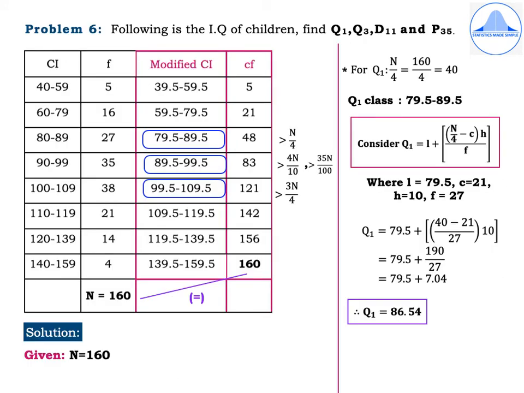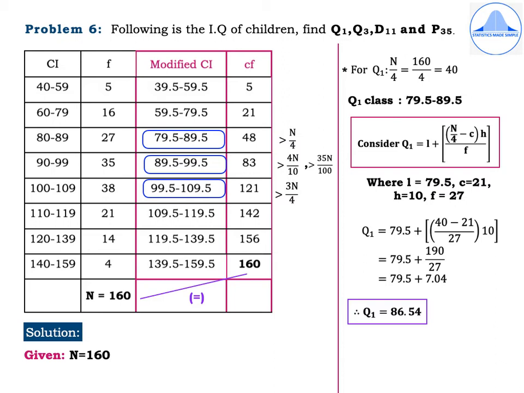Problem 6. Following is the IQ of children. Find Q1, Q3, D11 and P35. First column, class intervals 40 to 59, 60 to 79, 80 to 89, 90 to 99, and it continues up to 140 to 159. The frequencies are 5, 16, 27, 35, 38, 21, 14 and 4.